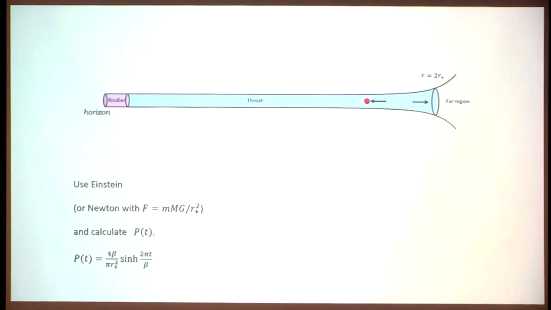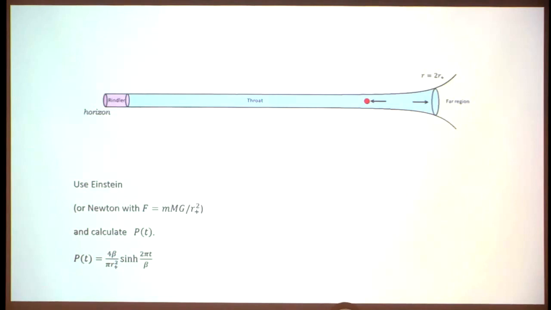All right, so I can do the easy problem. The easy problem was just calculating, actually, I don't even think I did it, I think Ying did it. Calculate the momentum of the particle as it falls through the throat. What do we use for the force, incidentally? We use Newton's force. M, little m, big M. Big M is the mass of the boundary. Little m is the mass of the particle. G divided by R plus squared. R plus, incidentally, is not the distance from the horizon to the... it's got to do with the area.